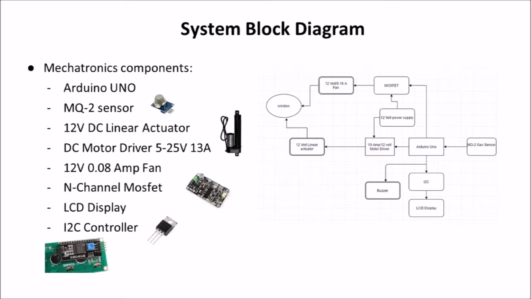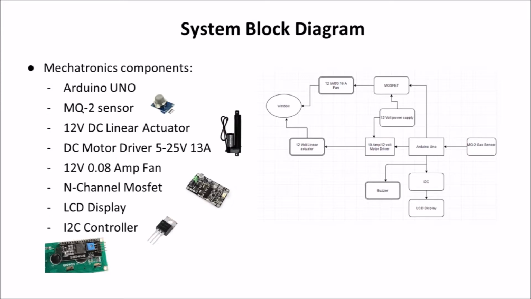Our next mechatronic component is an LCD display. The LCD display is used to signal when gas is detected by the window, and a warning sign will be displayed on the LCD display. To control this LCD display, we have an I2C controller. We chose the I2C controller because it helped with reducing the wiring and it made the coding much more condensed and simpler to read.